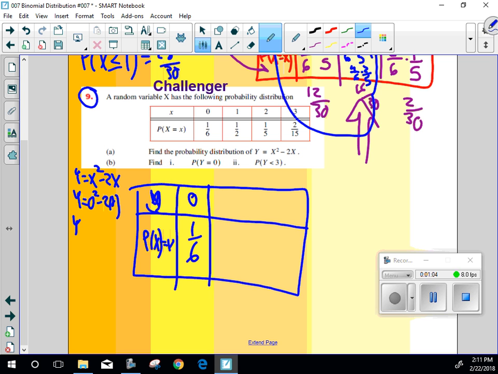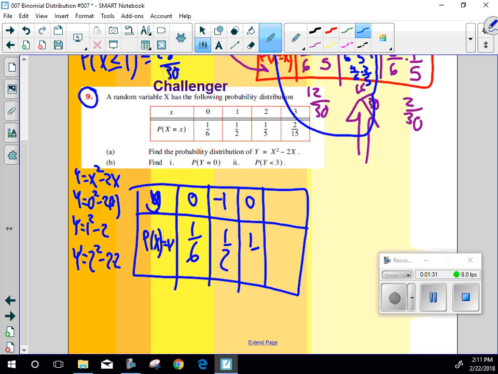What is 1 squared minus 2 times 1? What is that? Do you see a negative 1 up here? No, so we can't use that. Okay, let's go to 2. Put a 2 in. What is 2 squared minus 2 times 2? 0. So we get a 0 again. And this one was 1/2.